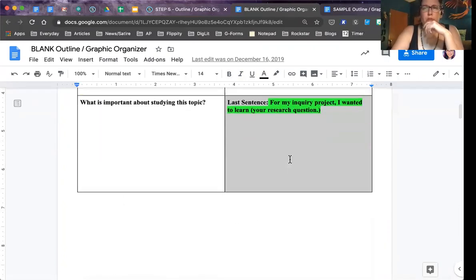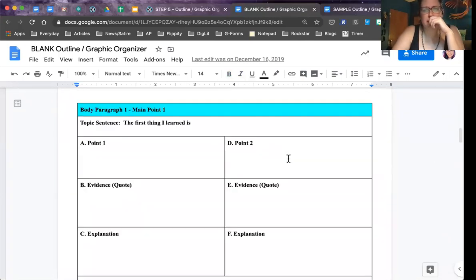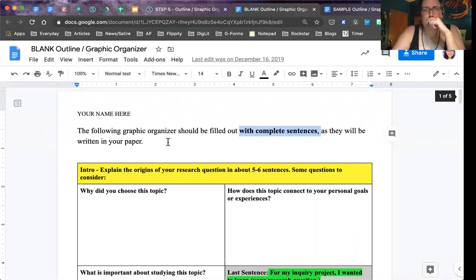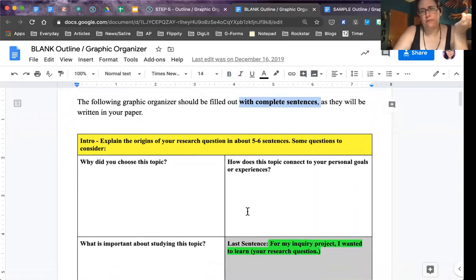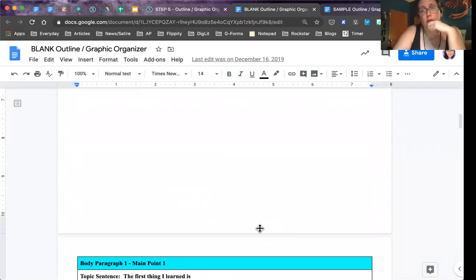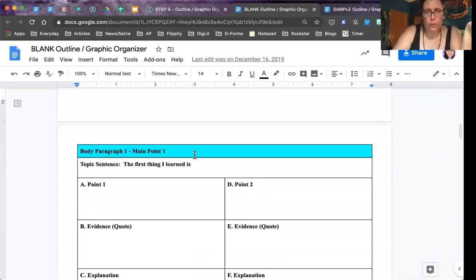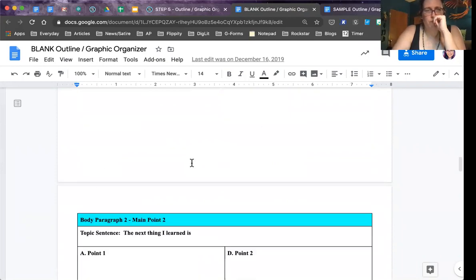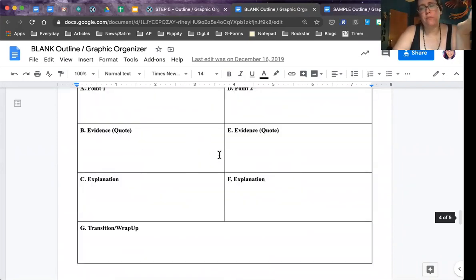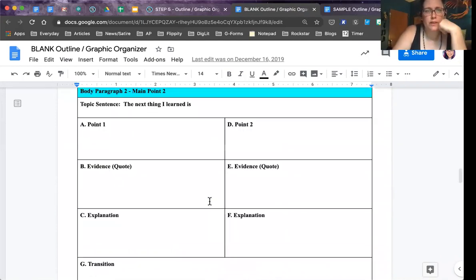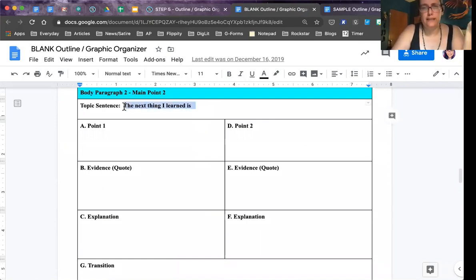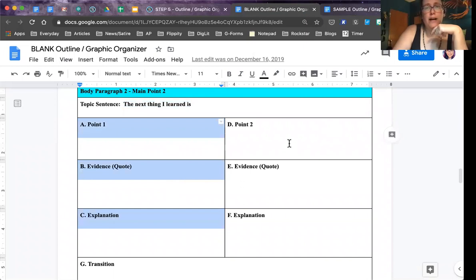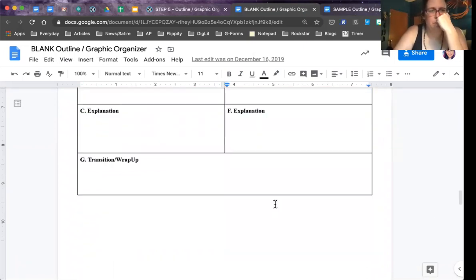And if you scroll quickly through here, you're actually going to see there is room for each paragraph. There's a couple of questions that are going to prompt you through the intro. Then there's your first main point, your second main point, and your third main point. Those main points are based on the research questions that you came up with. Basically, you can see that your topic sentence is going to say, the next thing I learned is, and then you're going to include a sentence about whatever one of your questions was. And then you'll have room to develop that through this step-by-step process.